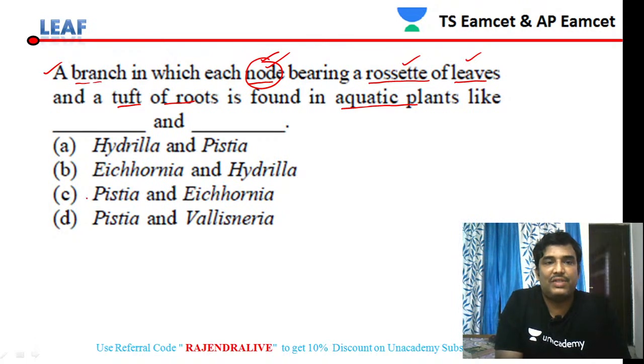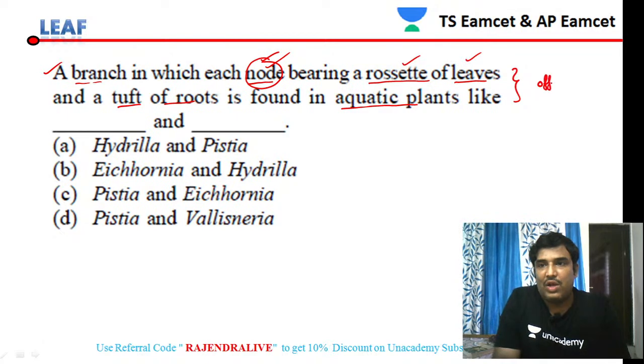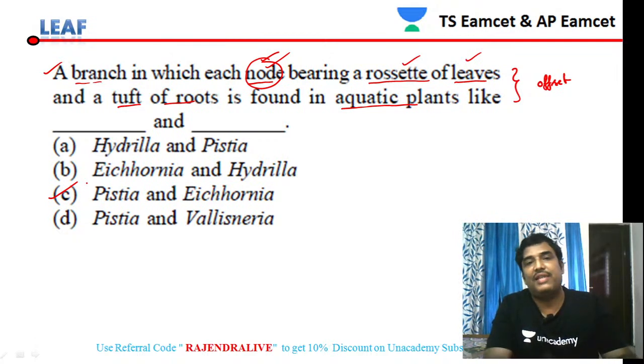The best examples of this type of plant are actually called offsets. These are called offsets. So the best examples are Pistia and Eichhornia. Pistia and Eichhornia are our answer in this case.